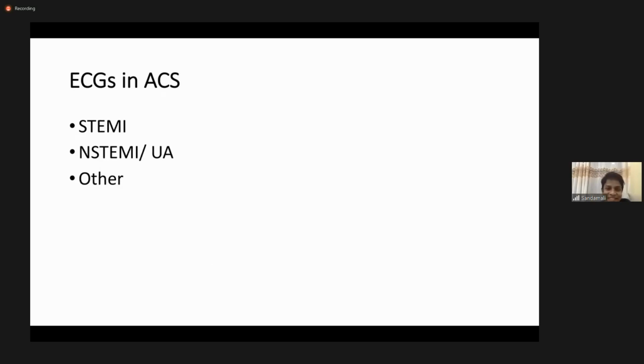ECGs in acute coronary syndrome. I would like to discuss under 3 headings: ECGs in STEMI, ECGs in non-STEMI or unstable angina, and ECGs in a few other conditions.